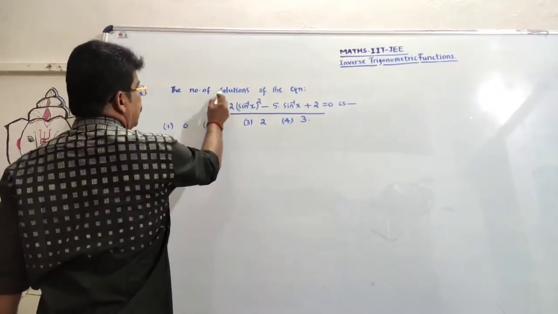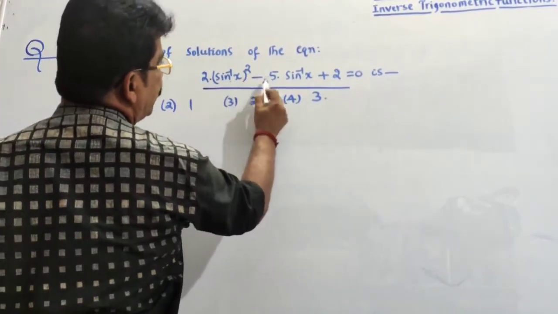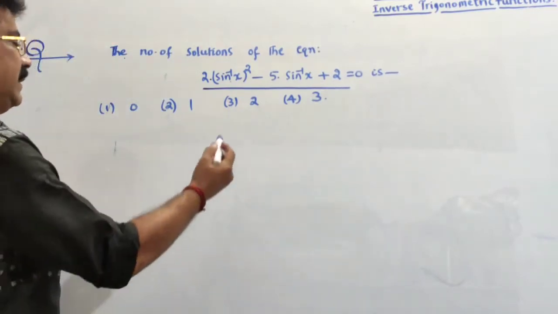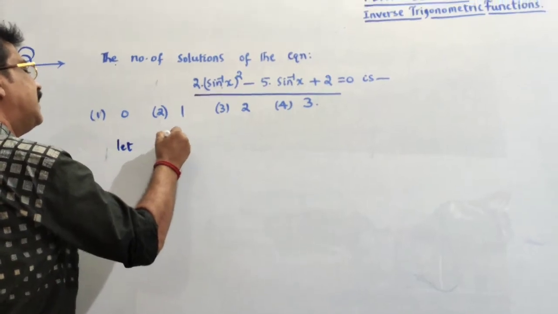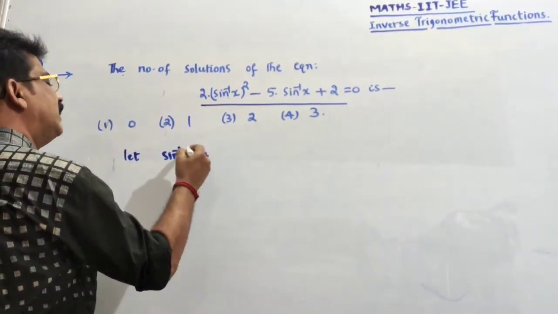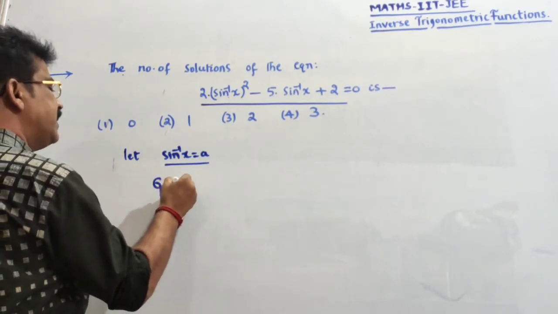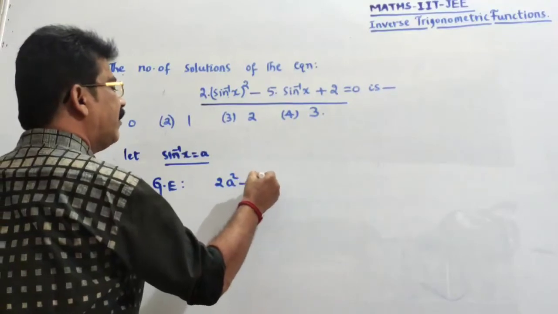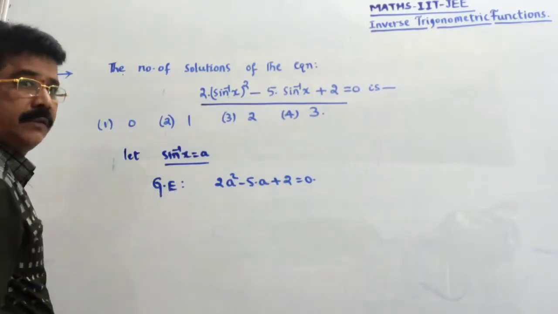Next question. The number of solutions of the equation 2 into sin inverse x whole square minus 5 into sin inverse x plus 2 equal to 0 is dash. Here let sin inverse x be equal to small a. Then the given equation is 2a square minus 5a plus 2, that is equal to 0.